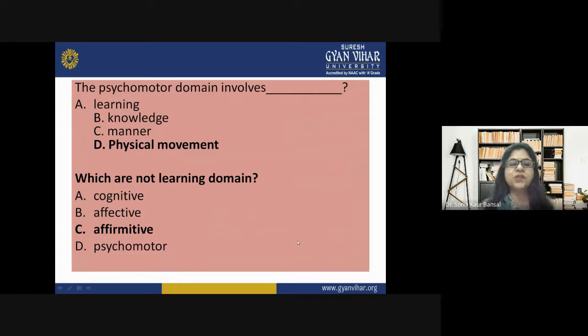The second question is: which is not a learning domain: cognitive, affective, affirmative, or psychomotor? As we have seen, Benjamin S. Bloom and his collaborators have classified the three domains of learning, which are cognitive, affective, and psychomotor. So the correct answer is affirmative, which is not a learning domain at all.